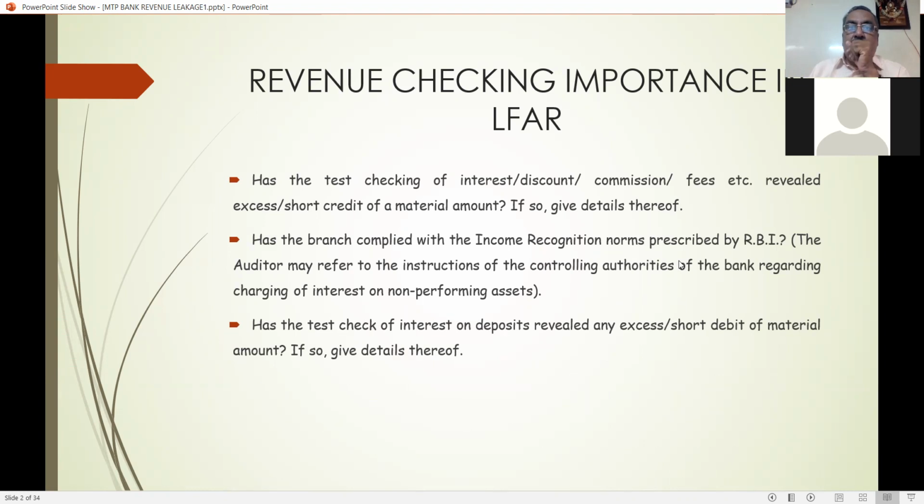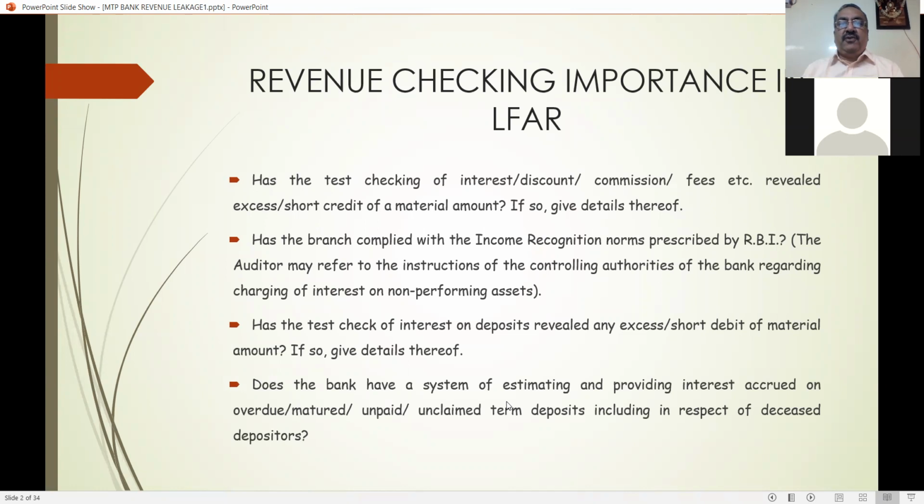And again they say test check of interest on advances. First point is interest. Interest means advances. Third point is test check of interest on deposits revealed any excess or short. Fourth one is, does the bank have a system of estimating and providing interest accrued on overdue, matured, unpaid, unclaimed term deposits, including the deposits of deceased persons?